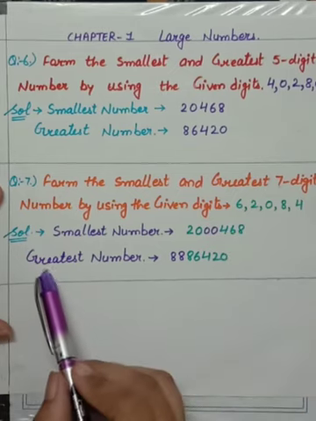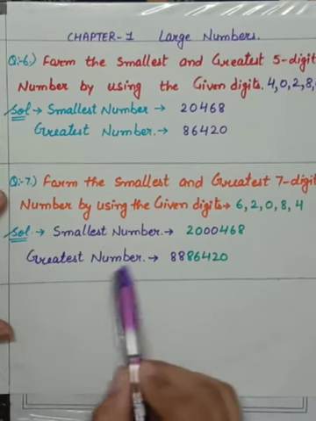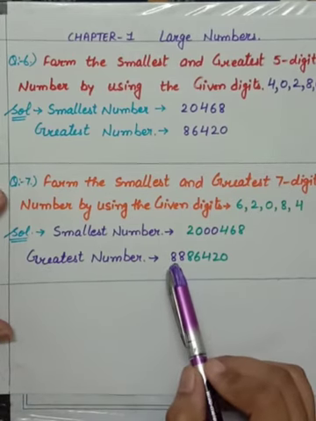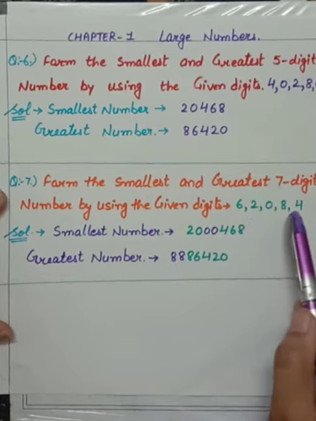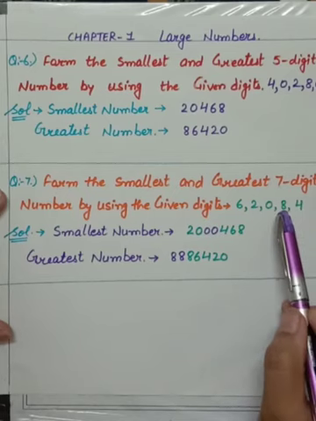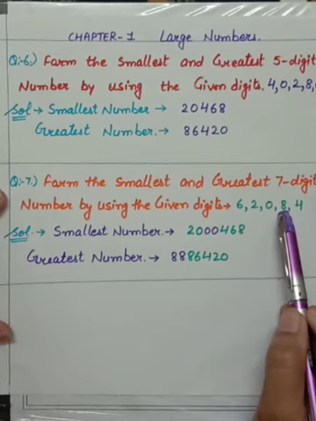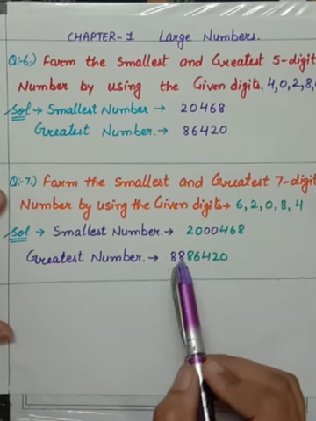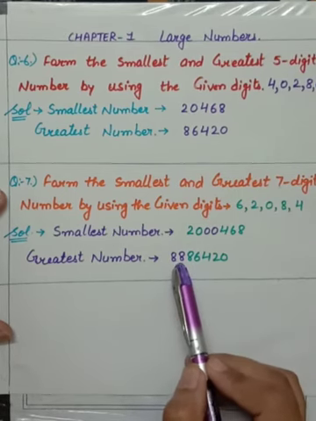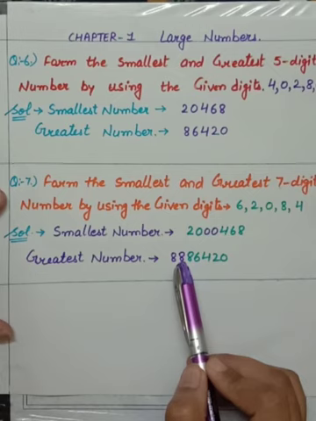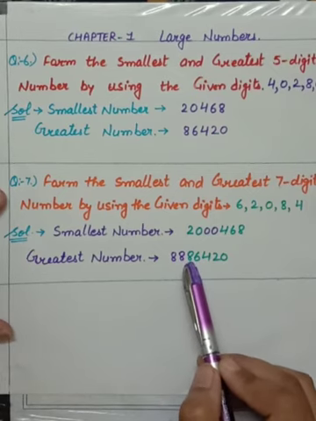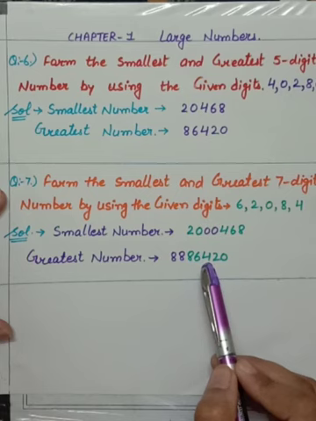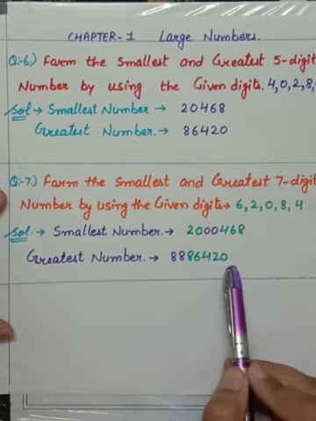Same we will do in the greatest number. See now the greatest number. But in the greatest number we will repeat the greatest digit. Now check here which digit is greatest. 8. So in the greatest number we will arrange all the digits in descending order. So first of all we will start with the greatest digit only. The greatest digit is 8. So we will repeat 8 2 times. Then after 8, 6, then 4, then 2 and at the last 0.